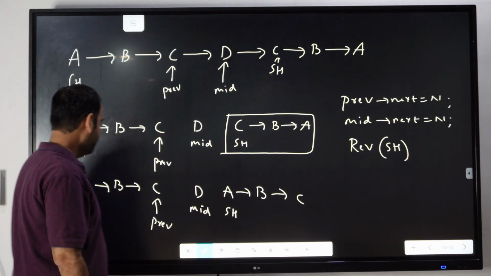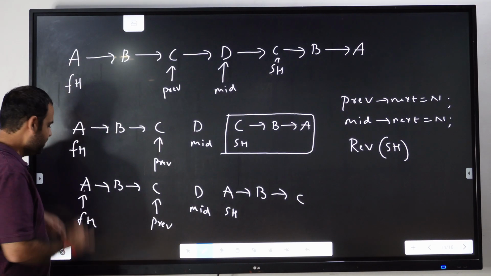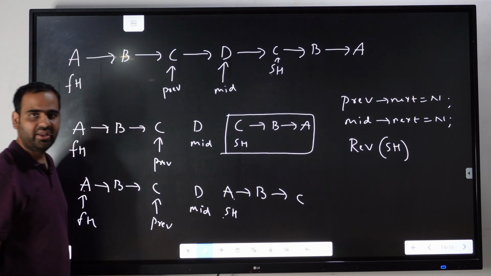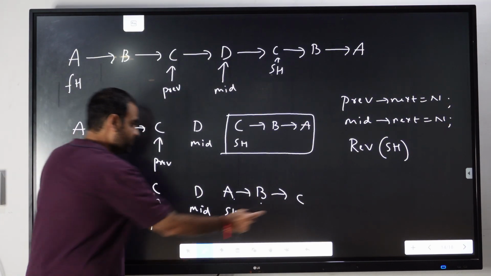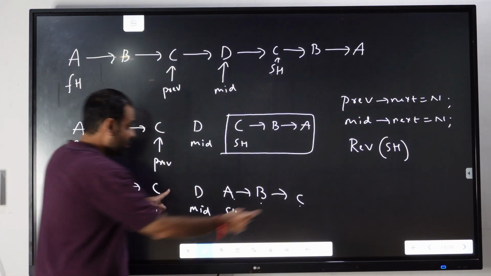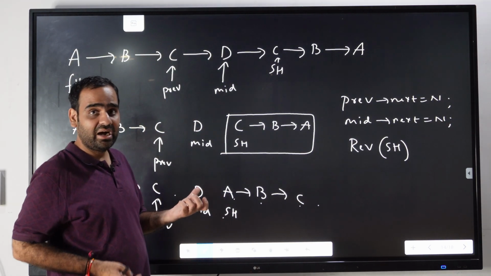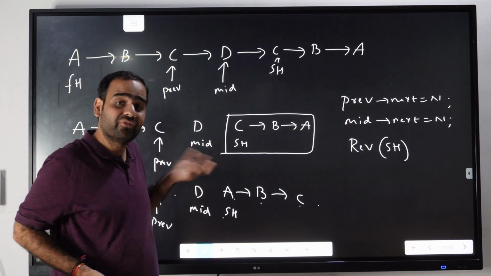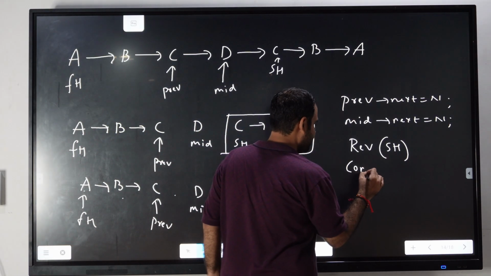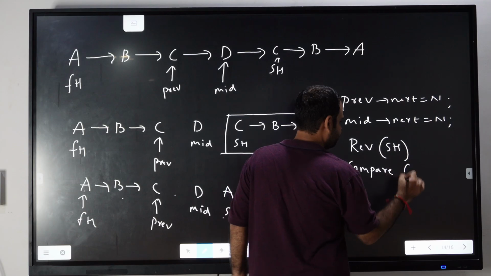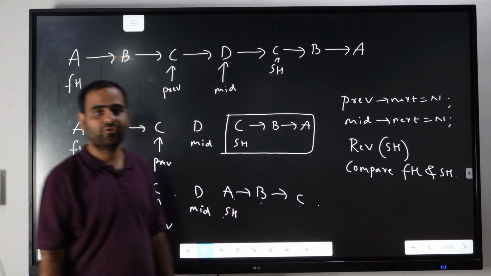Now, what do we need to do? Can I compare the first half and second half? Yes. First half's data is A, second half's data is A, equal, yes, go to the next node. B equals B, yes, go to the next node. C equals C, yes, go to the next node. Now both reach null. That means the first half is equal to the reverse of the second half and we can conclude that the list is a palindrome. Therefore, the next step is to compare the first half and second half and decide for palindrome.